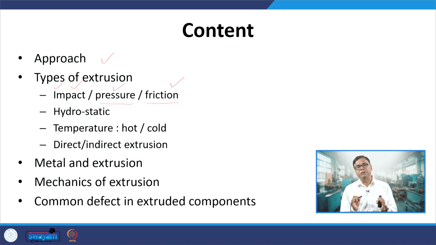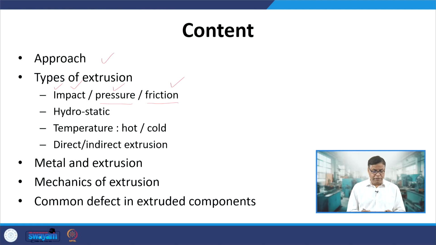Hydrostatic extrusion is particularly used for making extruded components of metals having limited ductility. The fluid is used to build up the pressure and facilitate the extrusion. Depending upon the temperature conditions, the extrusion can be hot or cold. Mostly metals are subjected to hot extrusion, while softer metals, polymers etc. can be subjected to cold extrusion. Depending upon the direction of flow of the material during the extrusion, it can be direct or indirect. So, these are the different factors on the basis of which we can group, categorize or classify the extrusion process.